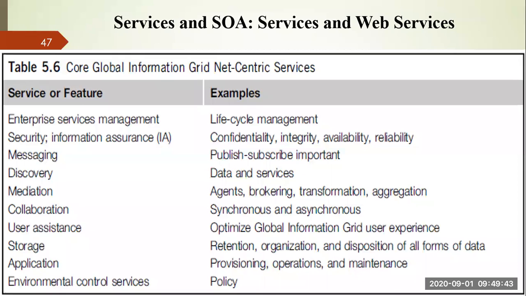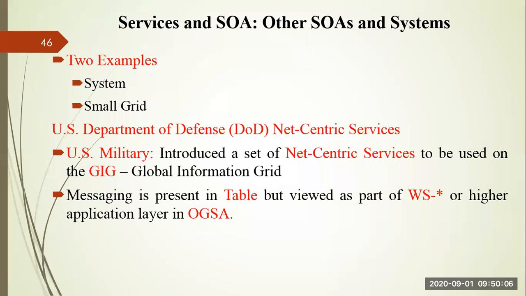Because multiple user requests are coming, they can be mapped with multiple resources, so that you can allocate particular users' work to particular resources. This brokering you can do. Transformations and aggregations are examples of this mediation. So these are the services provided by the US Department of Defense with respect to these net-centric services.